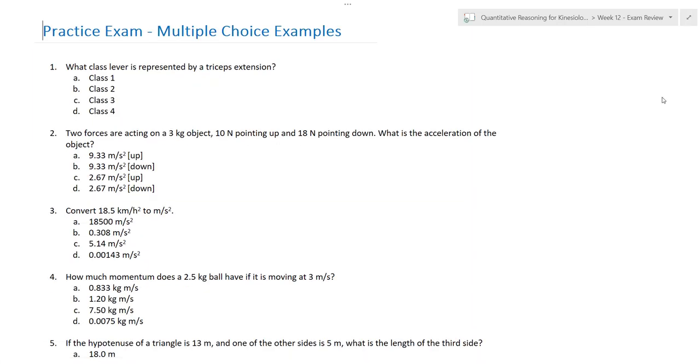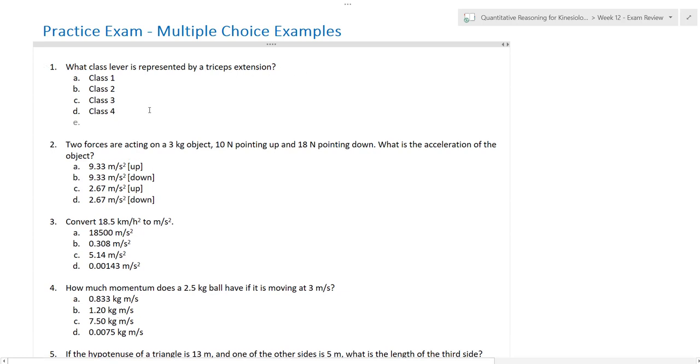All right, so we're now going to complete a practice exam together, starting with some multiple choice examples. You'll see on your final exam that you have 30 multiple choice questions. We're only going to do a few here. The first question is, what class lever is represented by a triceps extension? Is it class 1, 2, 3, or 4?